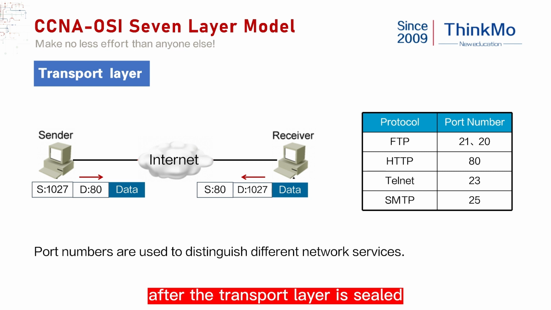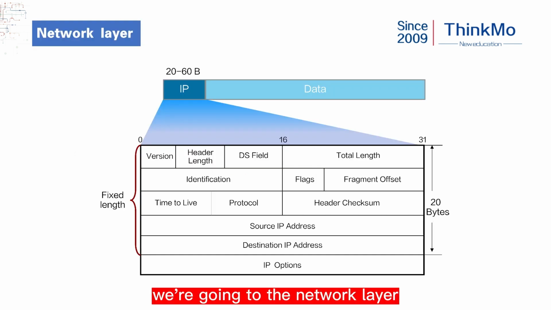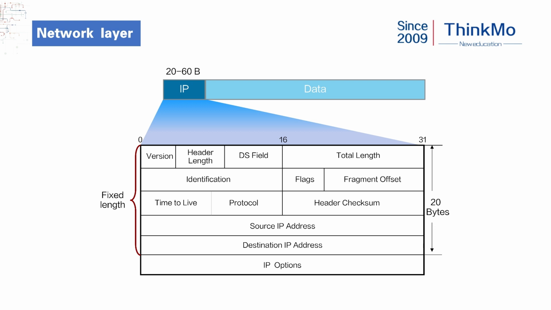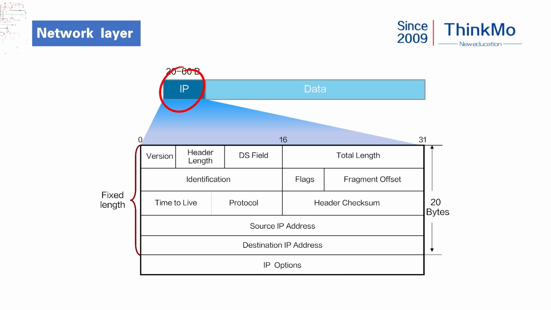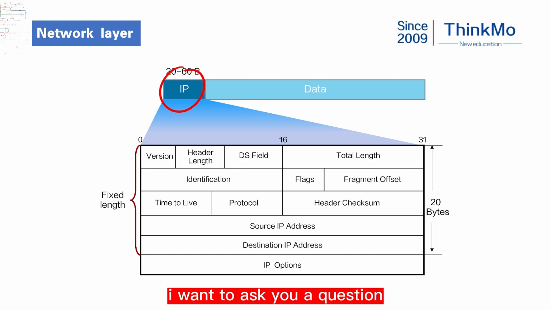After the transport layer is sealed, we're going to the network layer. For the network layer, we have a little more to say. Let's take a look at it bit by bit. What is there for the network layer? For example, a basic IP header. First, let me tell you, I want to ask you a question.